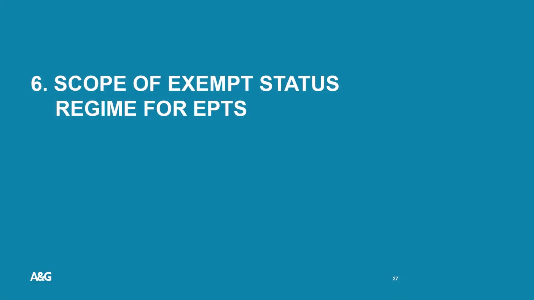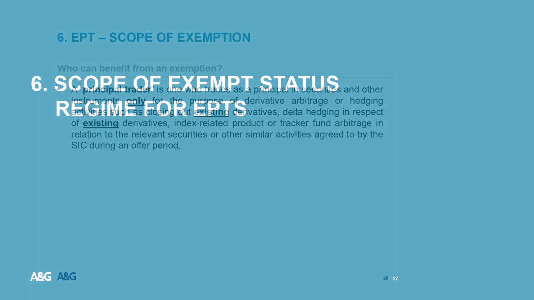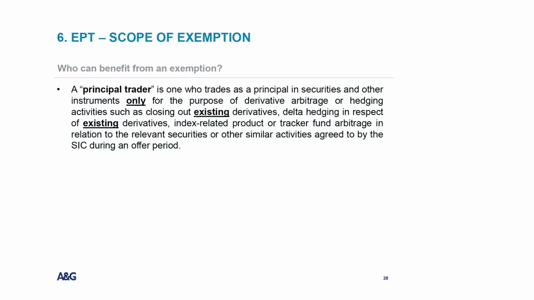I'll now go into the exempt status for EPTs. I guess the first question is, who is a principal trader for purposes of the takeover code? A principal trader is one who is trading as a principal in securities, I suppose specific instruments, for the purpose of derivative arbitrage or hedging activities.